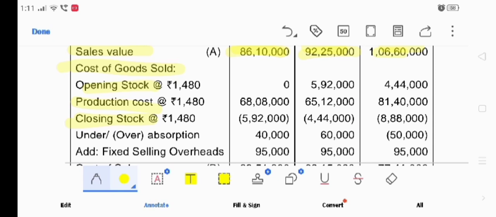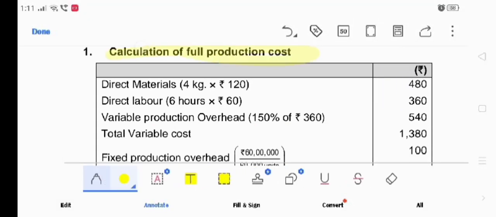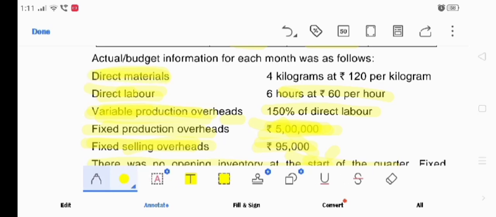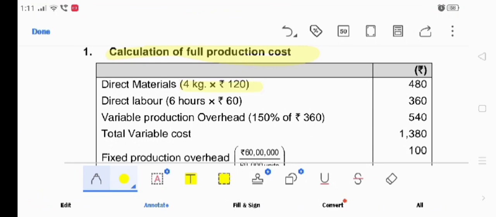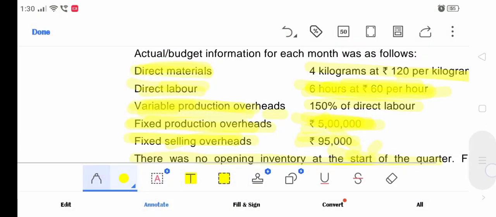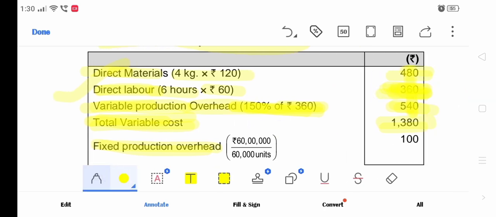So cost of goods sold, opening stock. How is this 1480 calculated? There are working notes here. Let's see, calculation of full production cost. So we are going to calculate per unit. See here, direct materials 4 kgs at 120 per kg. So 4 kg into 120, 480, and direct labor 6 hours at the rate 60, as given in the question. 6 hours at 60 per hour, which comes to 360 rupees.